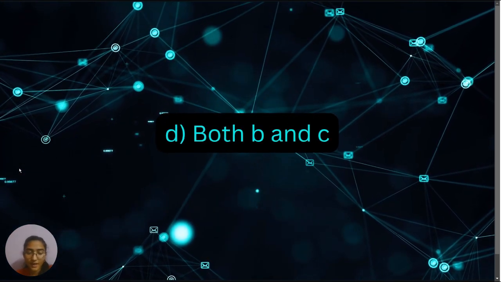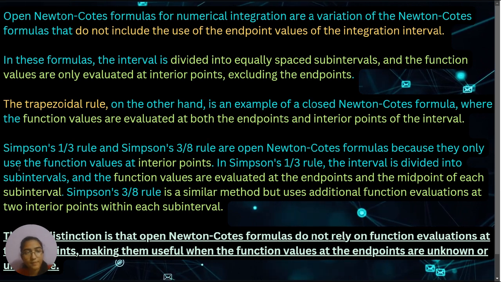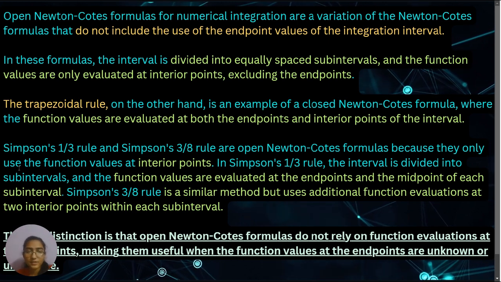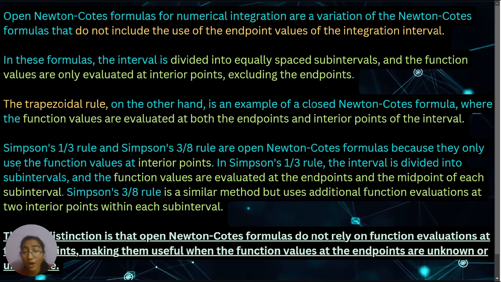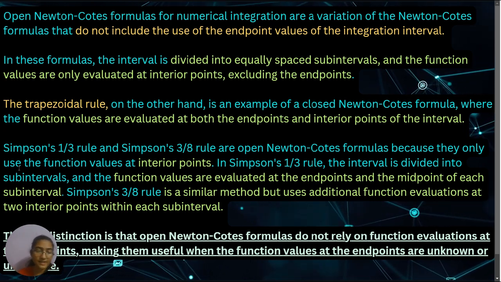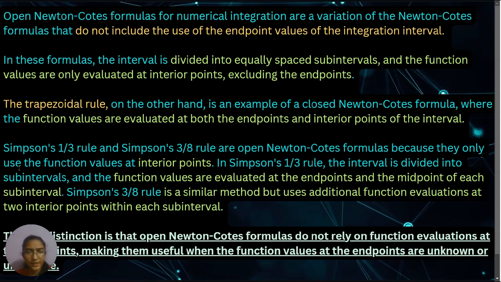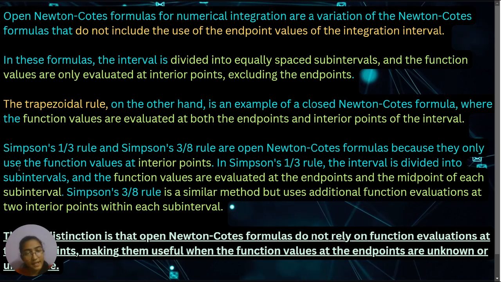Both Simpson's rules are examples of open Newton-Cotes formulas, and the trapezoidal rule is an example of a closed Newton-Cotes formula. Open Newton-Cotes formulas for numerical integration are a variation of Newton-Cotes formulas that do not include the use of endpoint values of the integration interval. So basically that is the concept of inclusiveness and exclusiveness, right? In these formulas, the interval is divided into equally spaced subintervals, and the functional values are evaluated at interior points, excluding the endpoints, right? The trapezoidal rule, on the other hand, is an example of a closed Newton-Cotes formula, where the functional values are evaluated at both the endpoints and interior points of the interval. And Simpson's 1 by 3 and 3 by 8 rules are treated here as examples of open Newton-Cotes formulas, because they only use functional values at interior points, not endpoints.